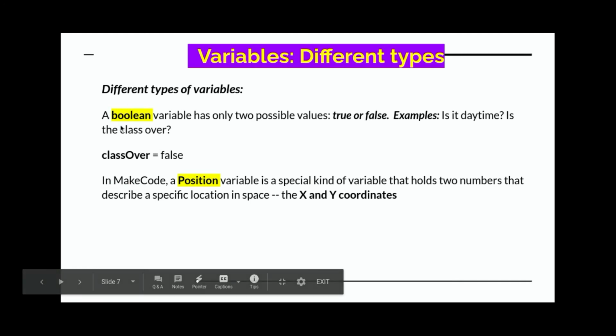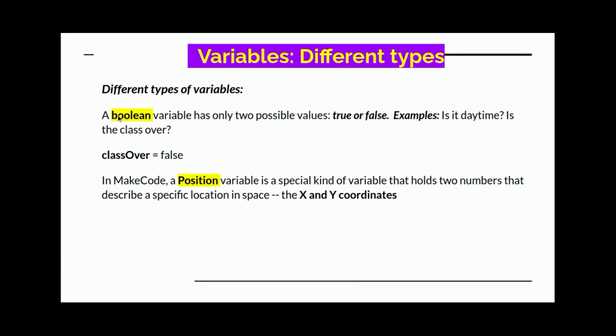Boolean, that's a weird word, right? The Boolean variable has only two possible values, true or false. What a weird word to give to a true or false variable. But that's what it means. Think of it as a switch, like a light switch. It's on or it's off. So an example would be, is it daytime?